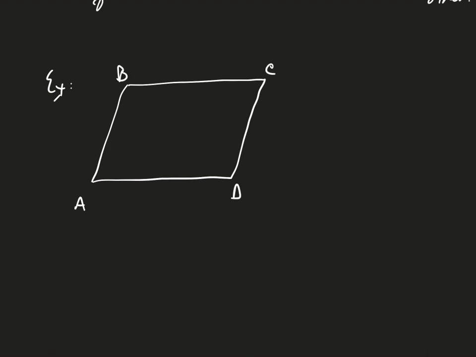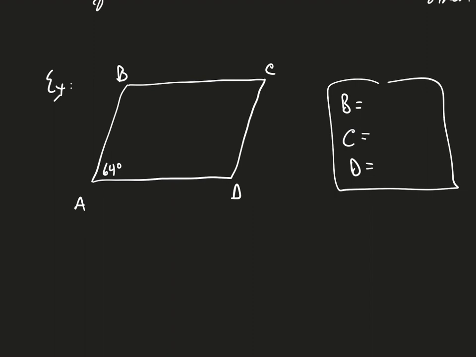So, several examples of some numerical problems involving parallelograms. If I give you parallelogram ABCD, and I tell you that this angle is 64 degrees, can you guys then find the measure of angle B, angle C, and angle D? Can you find the other three? As long as we have a parallelogram, parallel sides, can we find the other three angles, only given one? And the answer is yes.